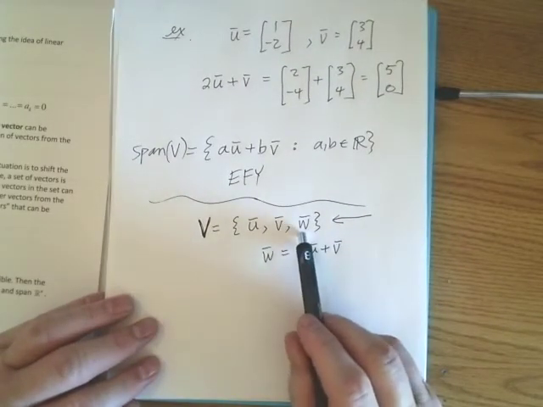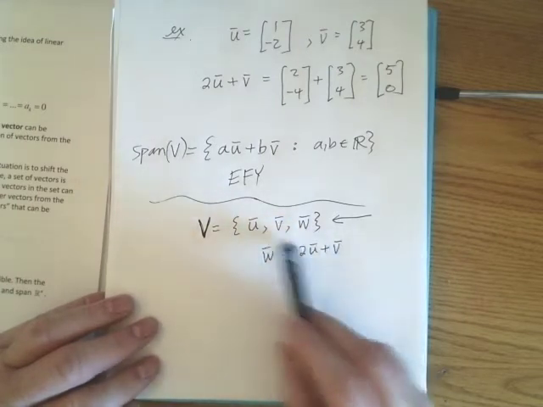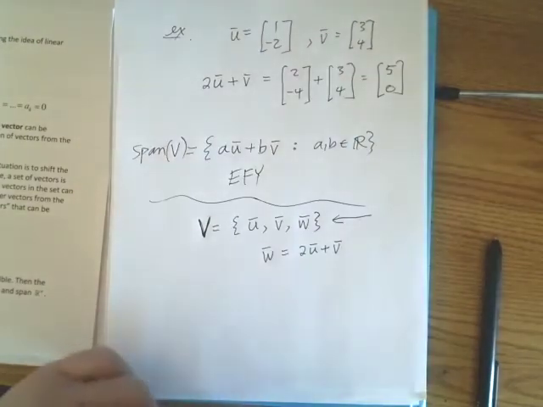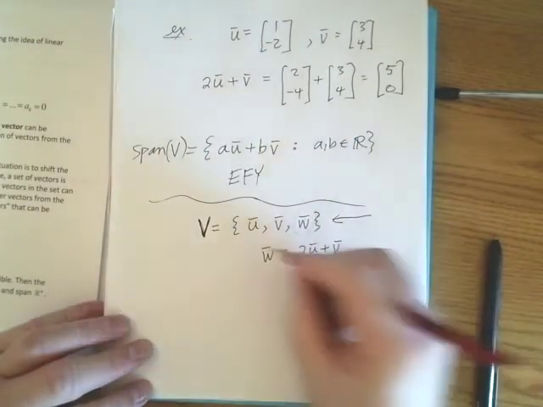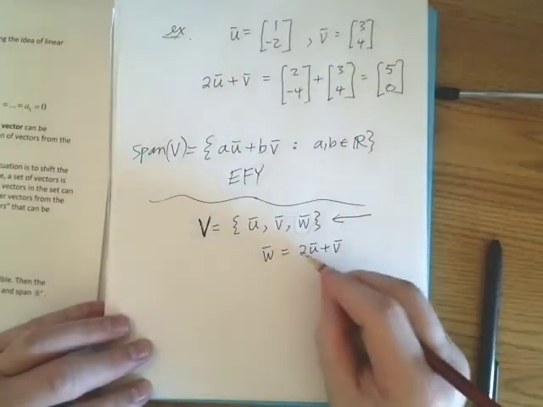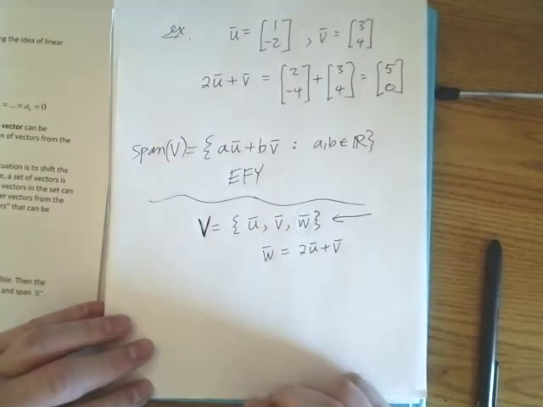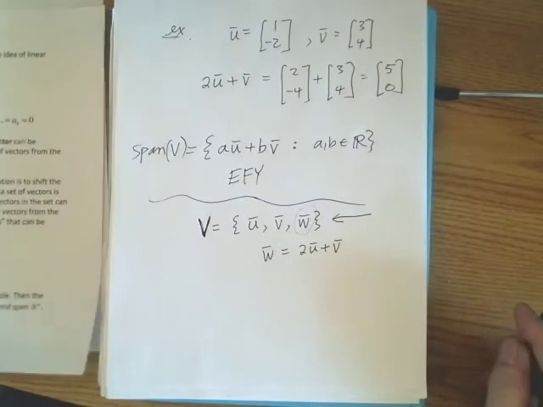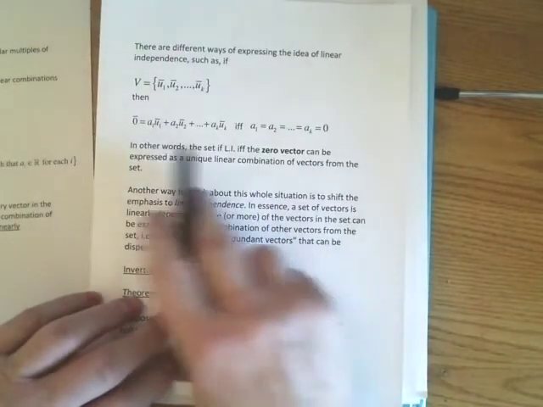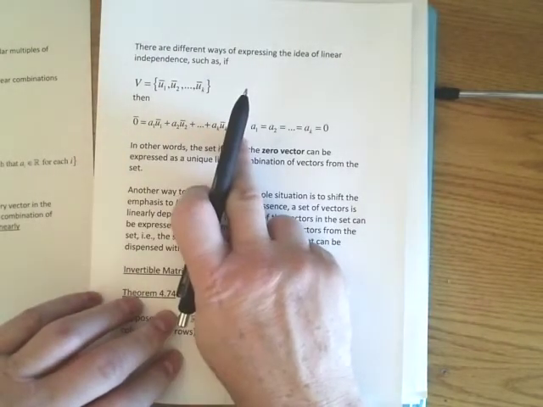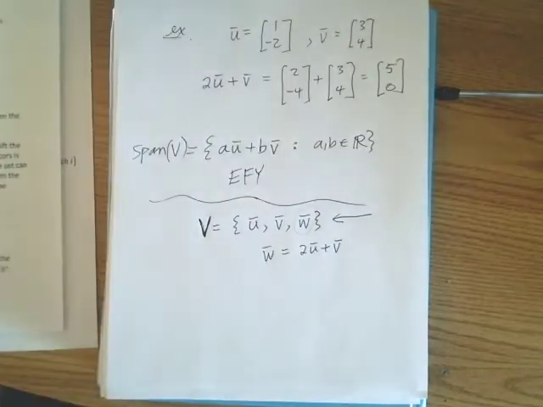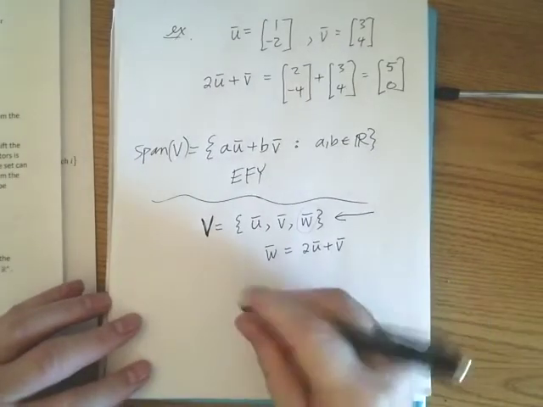By our first definition here, this is obviously not a linearly independent set because this vector is a linear combination of the other two. It's 2U plus 1V. What's the other way of looking at it? It was saying the only way to get the zero vector using all these vectors from the set is if the scalars are all zero. Well, that's going to be false here.